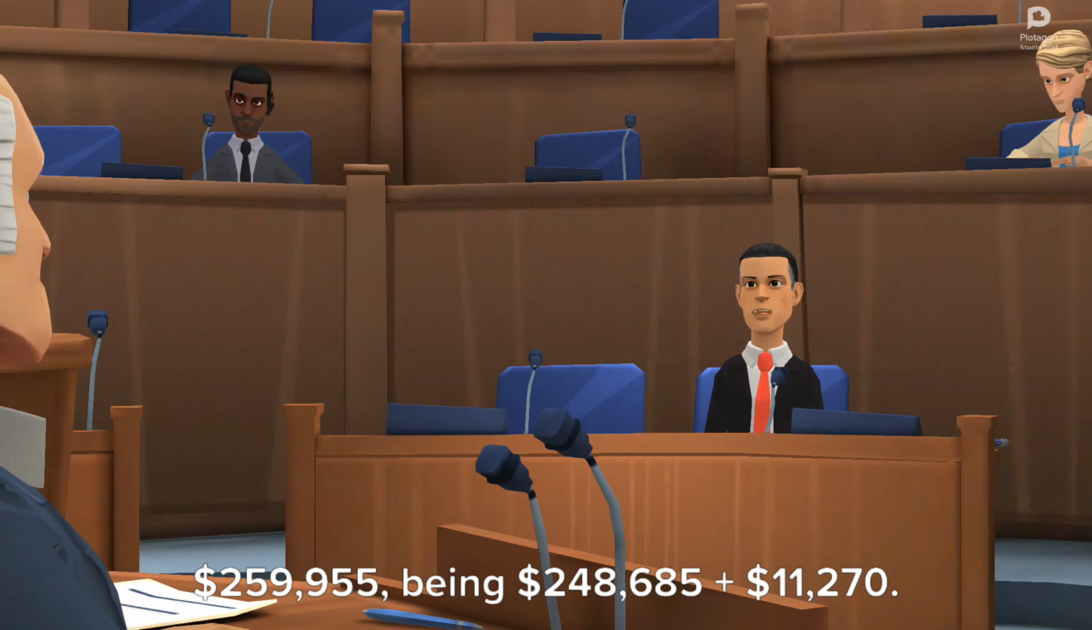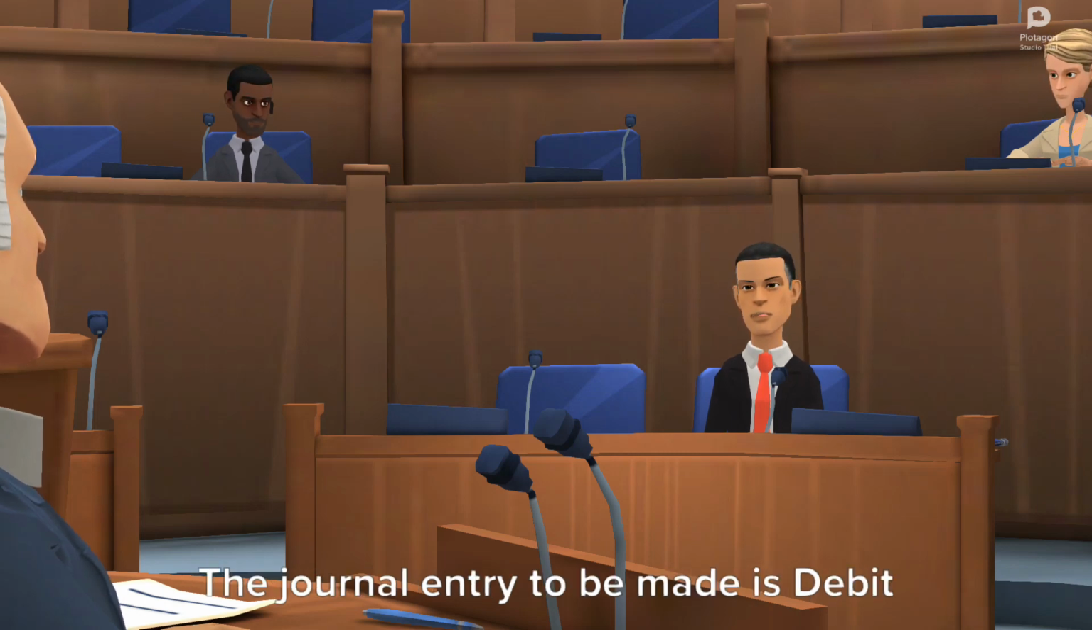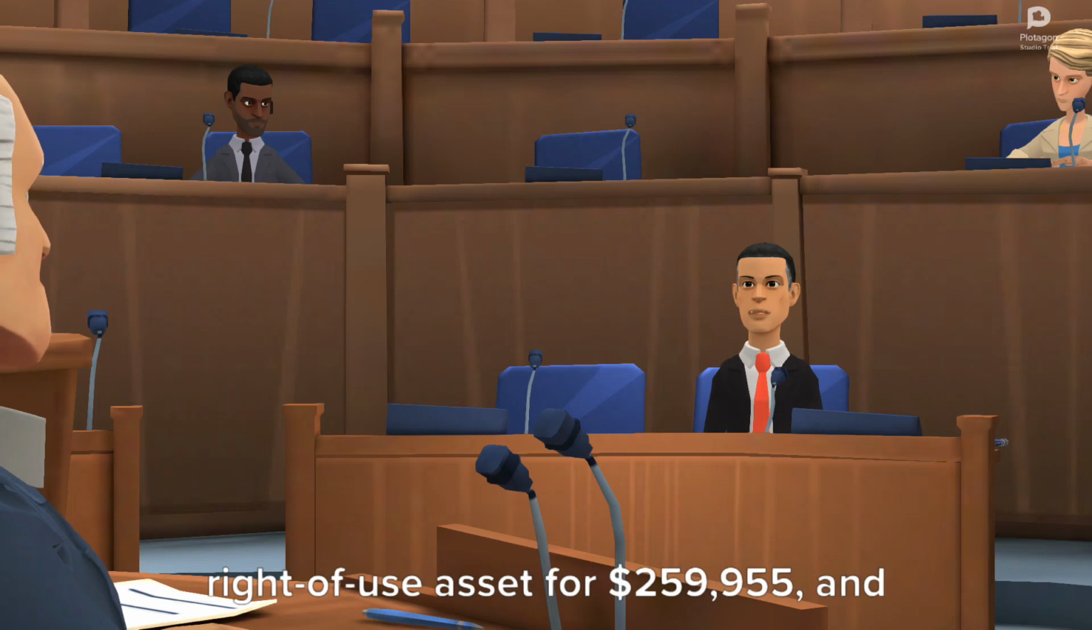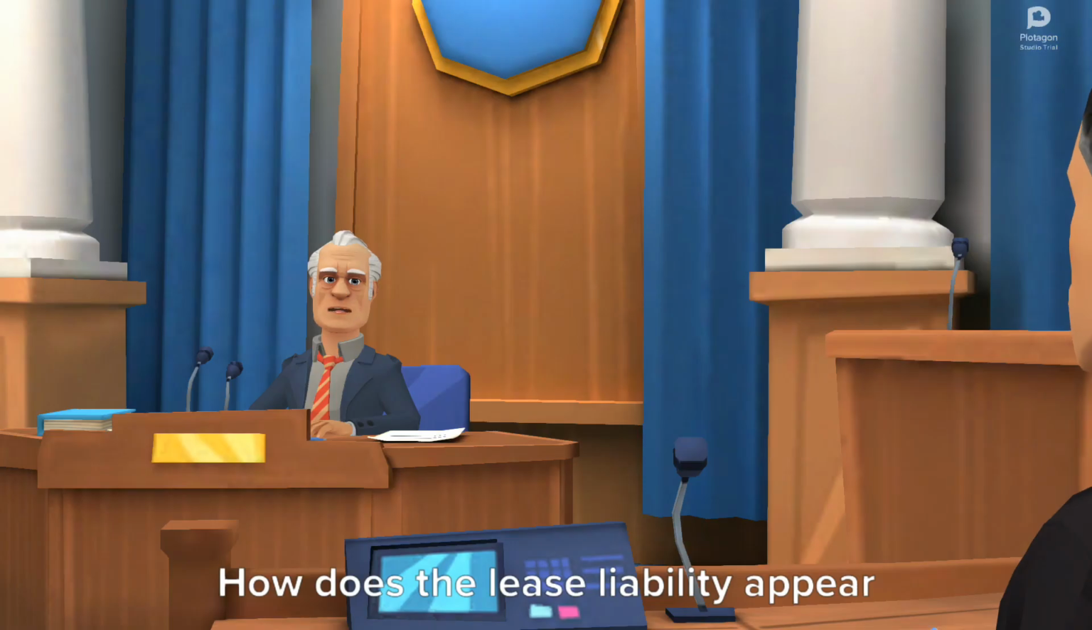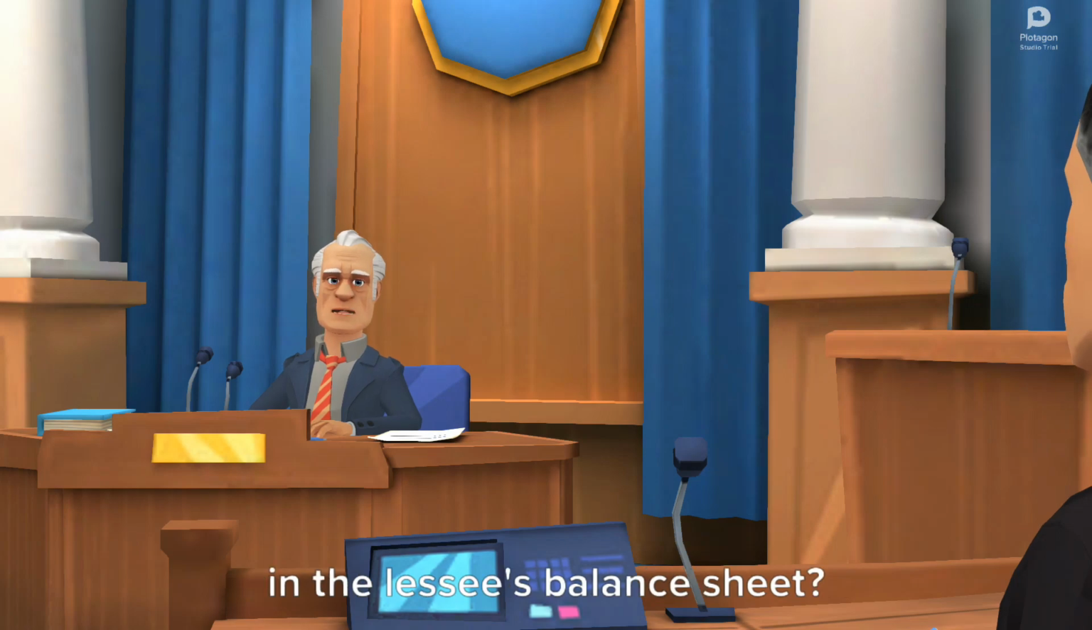$11,270. The journal entry to be made is debit right of use asset for $259,955 and credit to lease liability for $259,955. How does the lease liability appear in the lessee's balance sheet?